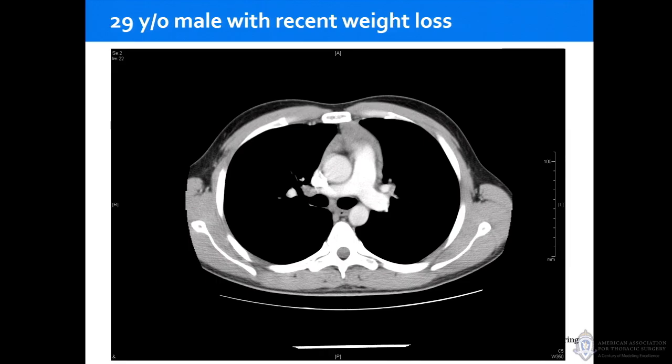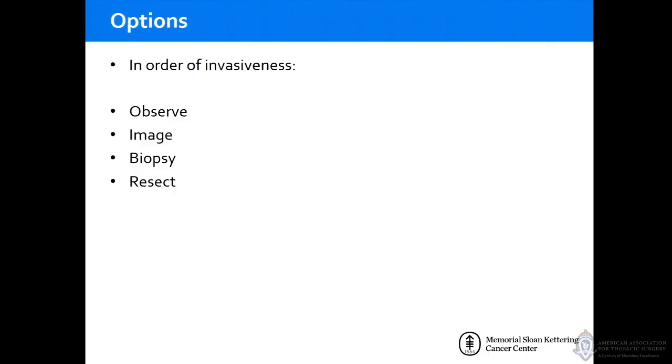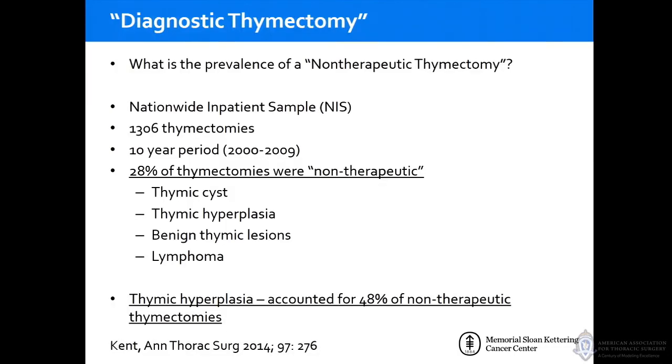Now what about this patient? 29-year-old male who was found to have recent weight loss. And part of the workup, they did this scan. Again, observe, image, biopsy, or resect. Well, the last patient, we just went ahead and went straight to surgery and took it out. But what is the prevalence of a non-therapeutic thymectomy, i.e. doing a surgery where you didn't necessarily need to?